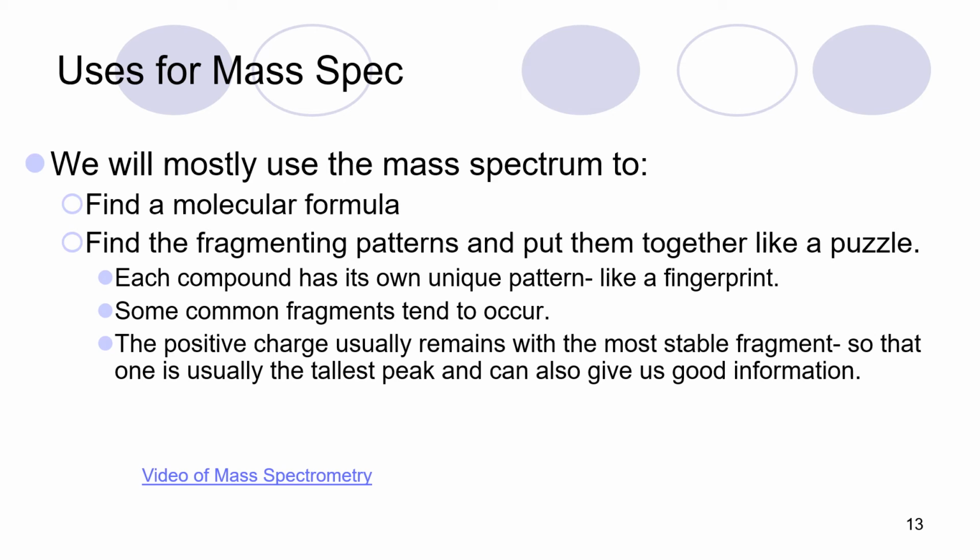And then, like I also said, sometimes each compound has its own unique breaking pattern, and so sometimes that's going to be very helpful for us. But again, knowing what the molecular formula or a couple of possible molecular formulas will help us. We'll look at common fragmenting, and then keep in mind that the positive charge usually remains with the most stable fragment, and so that's the one that's usually the tallest peak, the base peak, and that can also give us information about the stability of the molecule.